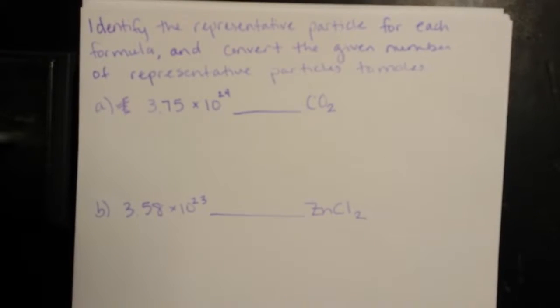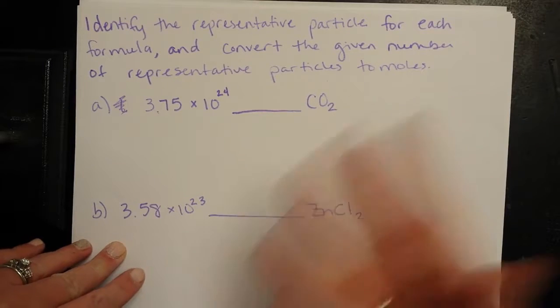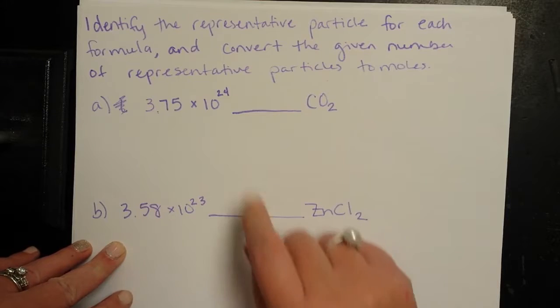All right, here we're going to have to do two things. We're first going to identify the particle for each formula, like which representative particle we're going to be counting, and also convert the number of those particles into moles. So the first thing I'm going to do is, I left a blank here, I didn't do that in the PowerPoint, but this way we can figure out what is that particle.